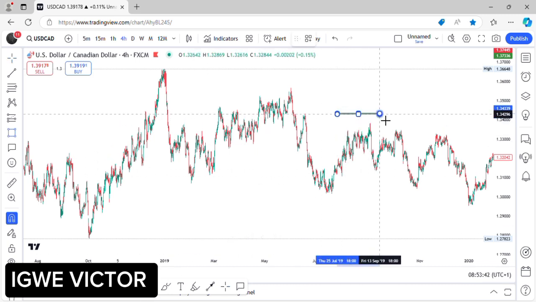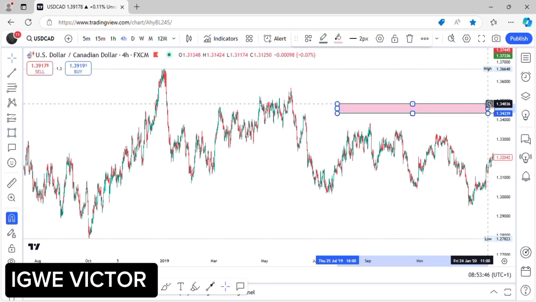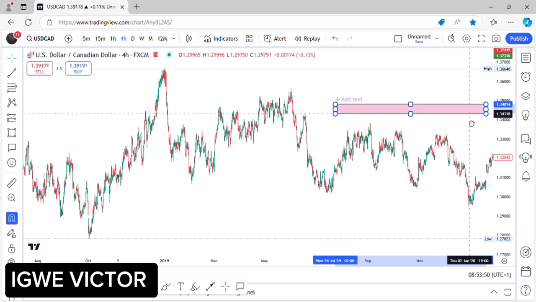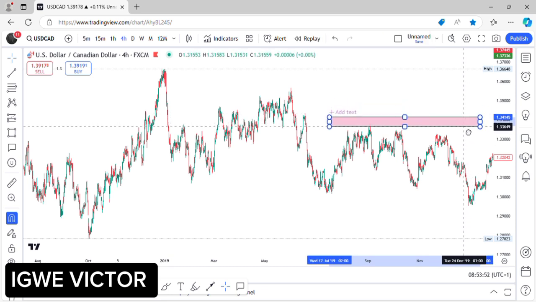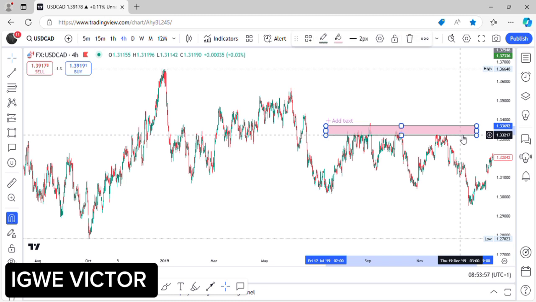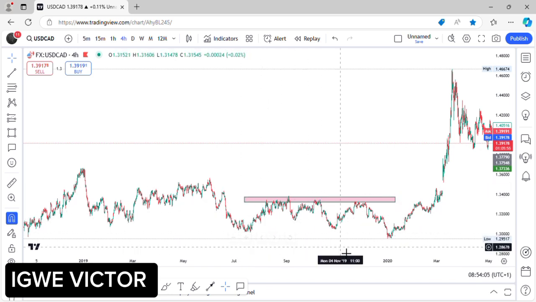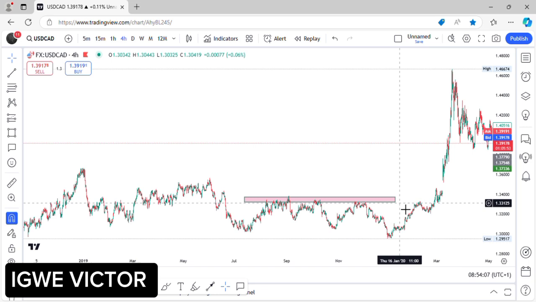Let me just do something like this for you guys. So this is a clear example of a resistance zone. Sorry about that. So this is a resistance zone. You can see how, whenever price gets to that point, it draws back down, gets to that point, it drops, gets to that point, it dropped again before it finally broke out and moved to the upside.